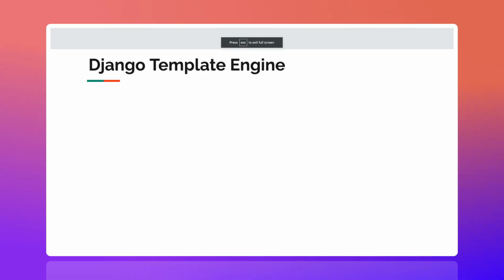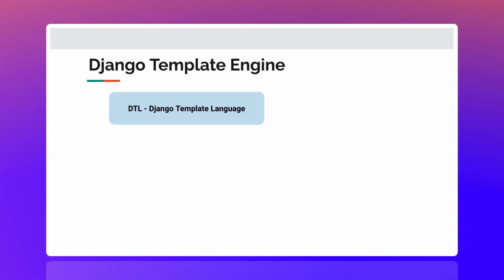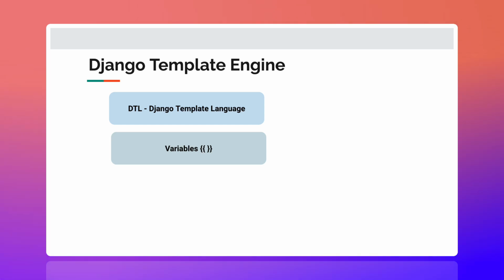Okay? So the beauty of Django is that it has its own Django template engine that allows us to pass along certain metadata through an index file, an HTML file, so that we can dynamically retrieve data from our templates coming from our views.